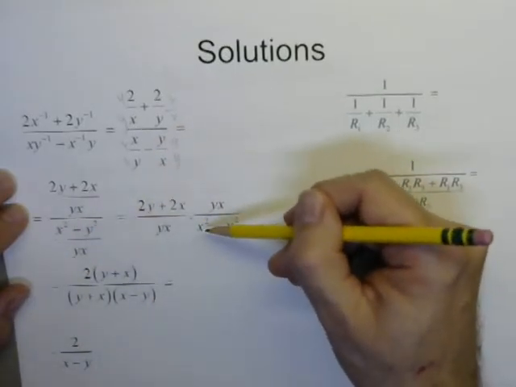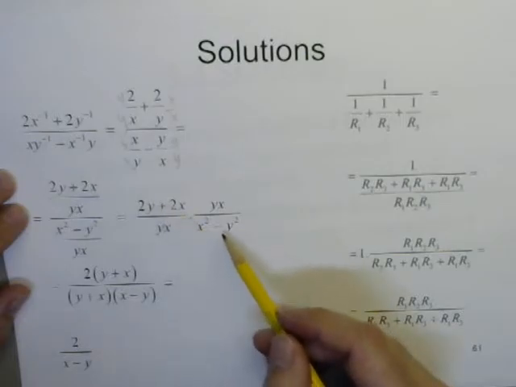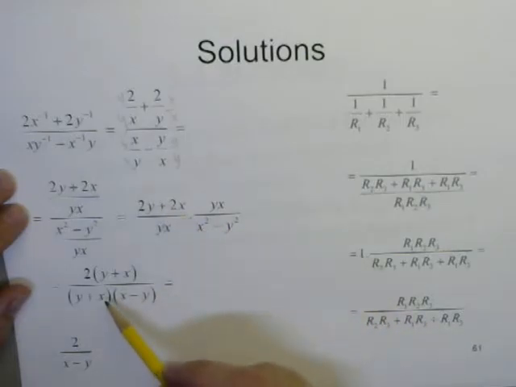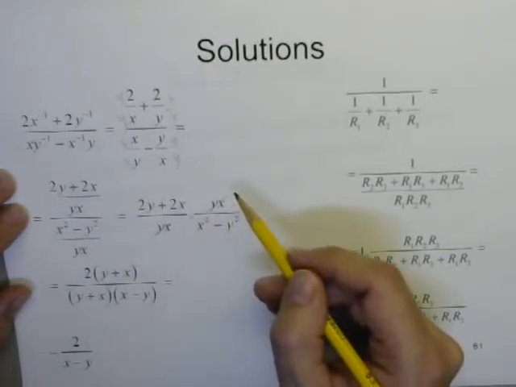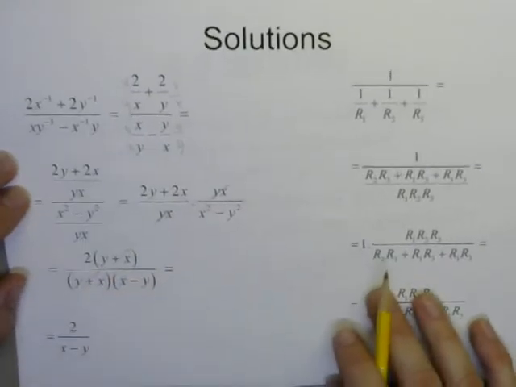Flip this bottom fraction over, factor, you can pull a 2 out here. Here this is a difference of squares, right? Those two things are going to cancel with each other, and that'll cancel with that, leaving you with 2 over y minus x.